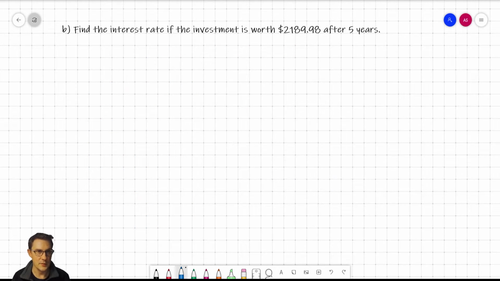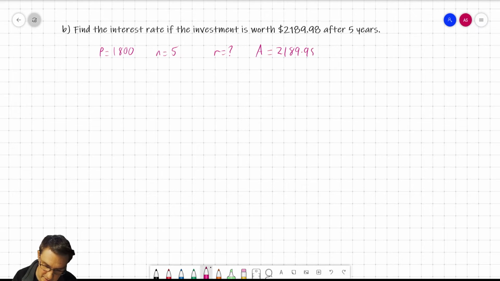Okay, we're going to do a second part of this question now, where we've got: find the interest rate if the investment is worth $2,189.98 after 5 years. So let's remember that our principal is 1,800. The n here is given in this part, which is 5. The rate is unknown, but we do have the A, or the future value of this, which is $2,189.98.